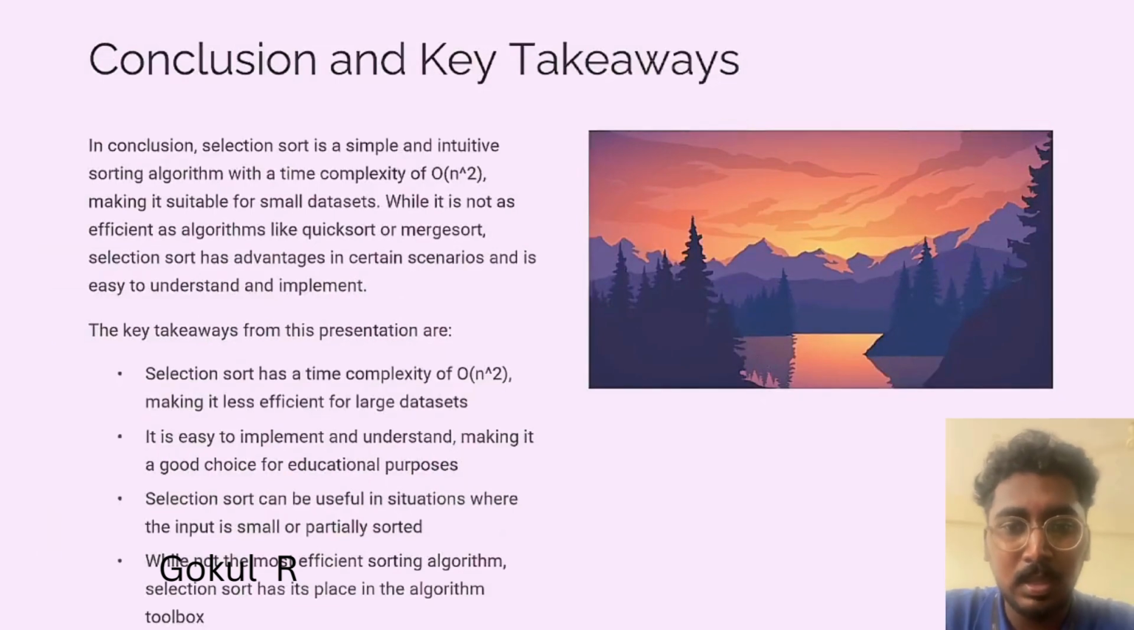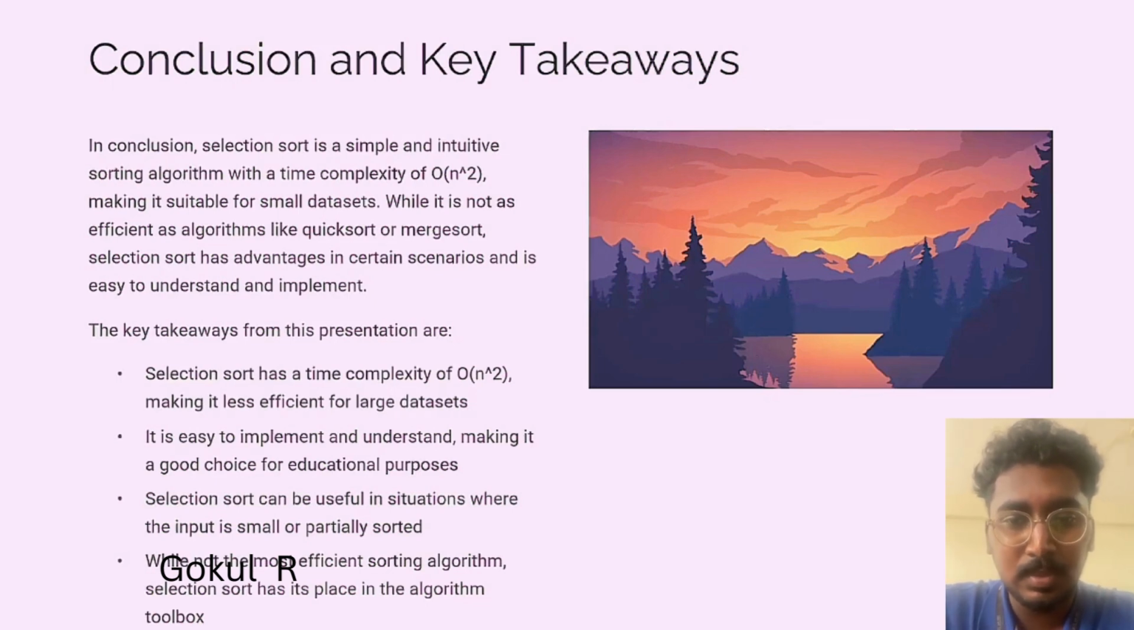So, the next page is conclusion and key takeaways. In conclusion, selection sort is a simple and intuitive sorting algorithm with a time complexity of O(n square), making it suitable for small data sets. It is not as efficient as algorithms like quicksort and merge sort, but selection sort has advantages in certain scenarios and is easy to understand and implement.